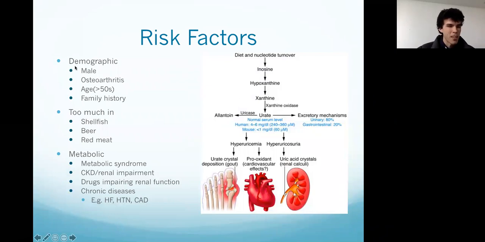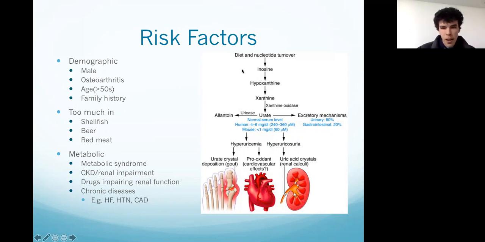They're always going to be a middle-aged to old dude who maybe has arthritis, who's turned up with an acutely painful toe. They might have had too much shellfish or beer or red meat because all of these things contain quite a lot of purines. And they can be associated with things like metabolic syndrome and CKD because that'll make it problematic for you to get rid of your excess urate. Drugs impairing renal function will do the same thing.